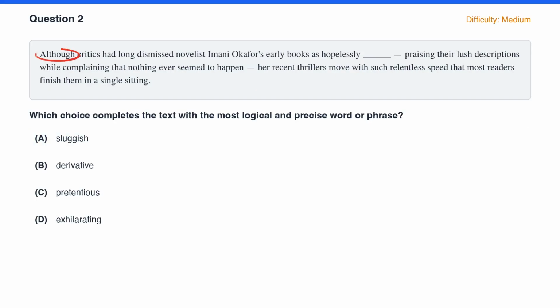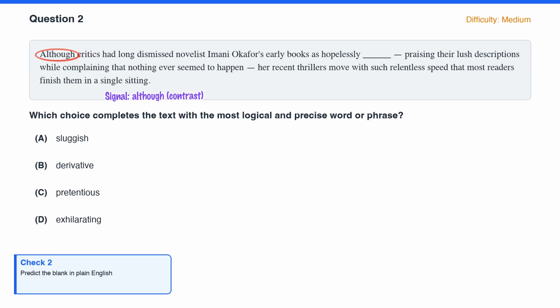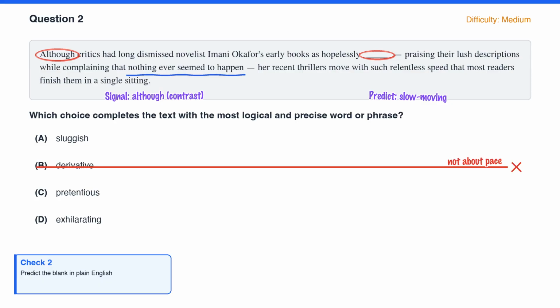Question 2. The signal is the very first word, although it tells us the early books are the opposite of the fast recent thrillers. Now, check 2. Predict in plain English. The critics griped that nothing ever seemed to happen, so our blank means slow-moving. Hold that prediction before you read a single choice. To the choices. B. Derivative means unoriginal, a real criticism, but not the one on the page. The complaint here is about pace.